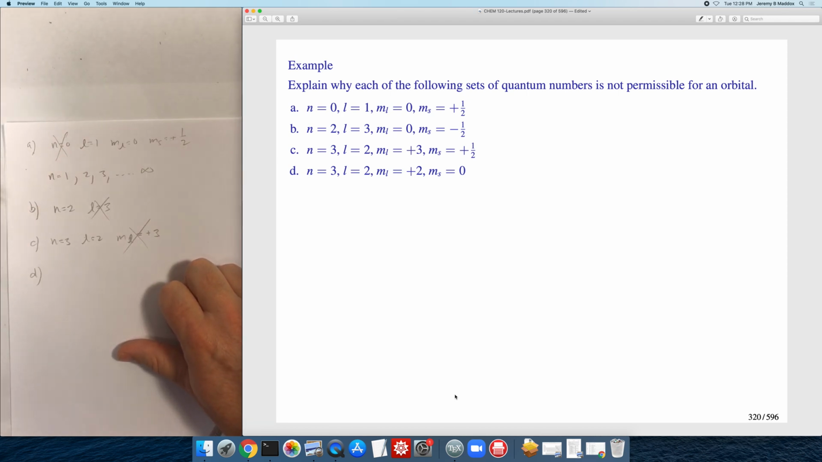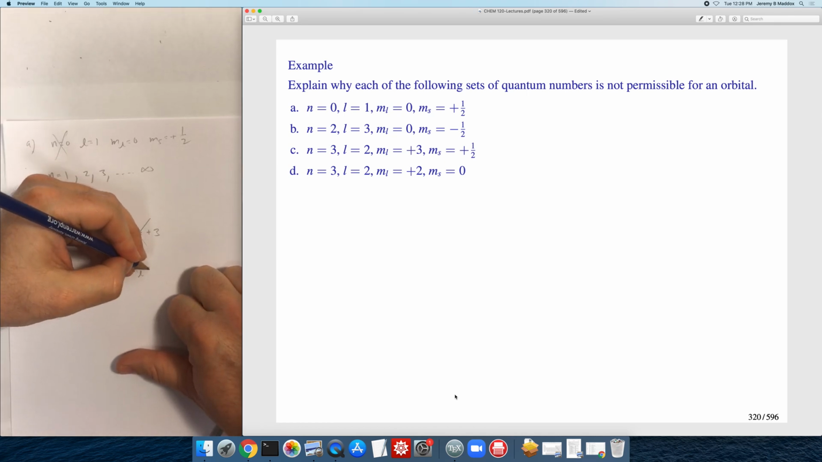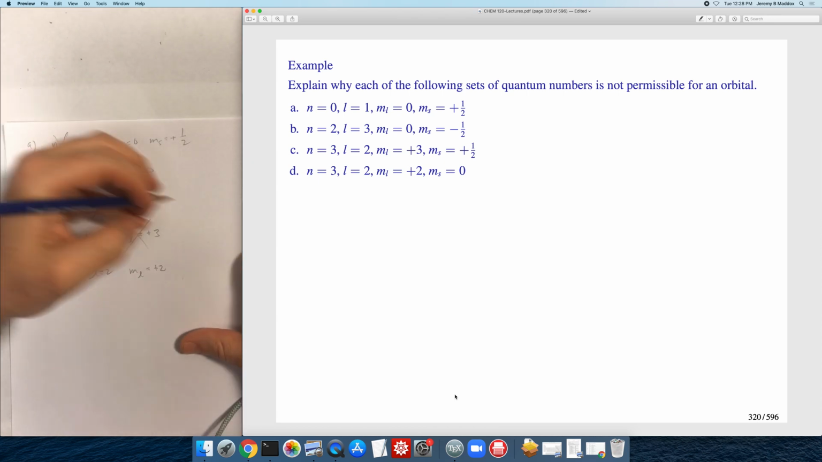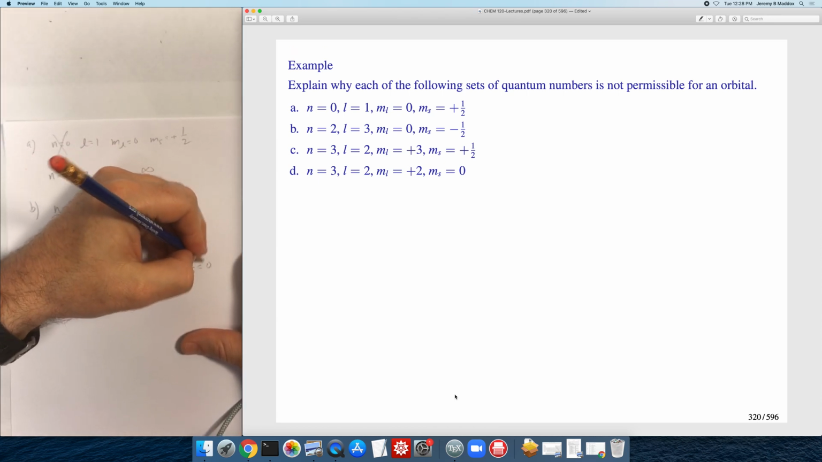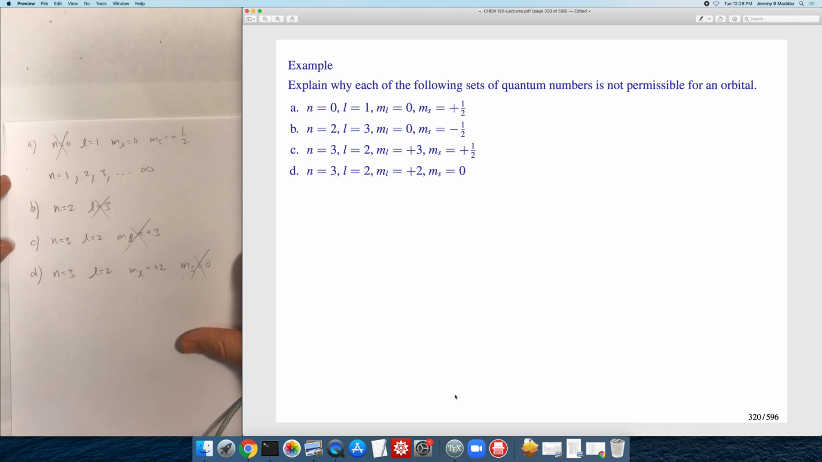For part D, n equals 3, L equals 2, that's okay. m sub L equals plus 2, yes, that's allowed. But m sub S equals 0, that's not one of the allowed values of m sub S. m sub S can only be plus or minus 1/2. Okay? So this is something that you need to be able to do for the assessments. You need to be able to distinguish good sets of quantum numbers from bad sets of quantum numbers.